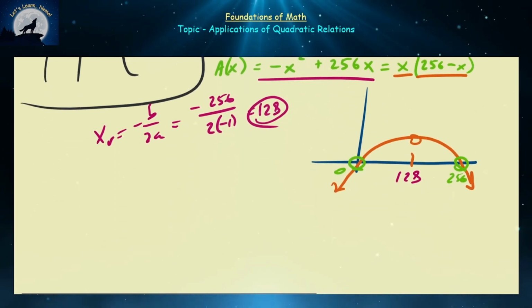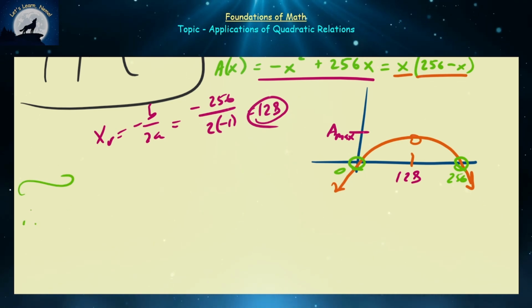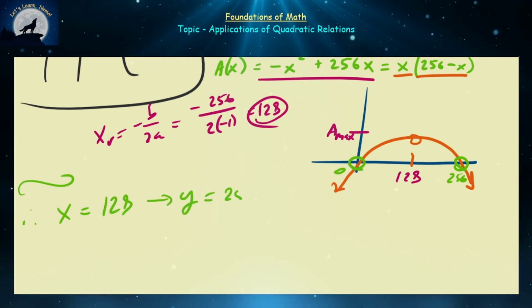And that's going to give us the value that generates the maximum area, right? So that's wonderful. So that means what? If x is going to be equal to 128, that means y is going to be equal to 256 minus that x value, 128. And keep in mind, this is not just any x, but this is the x and y that are going to generate the maximum area. That's also going to be 128.